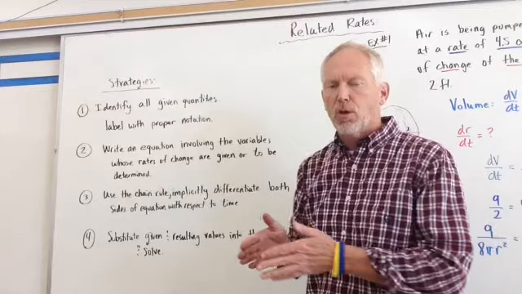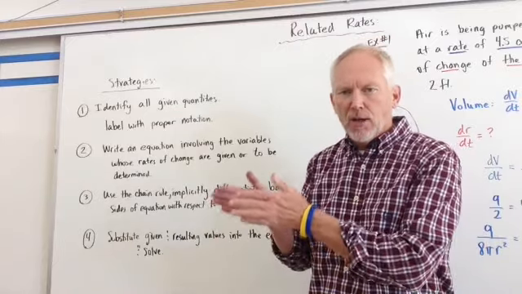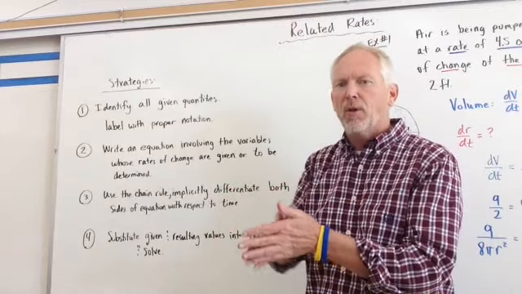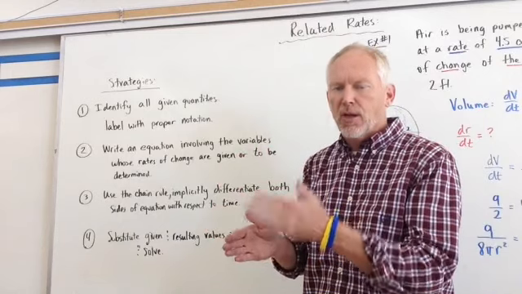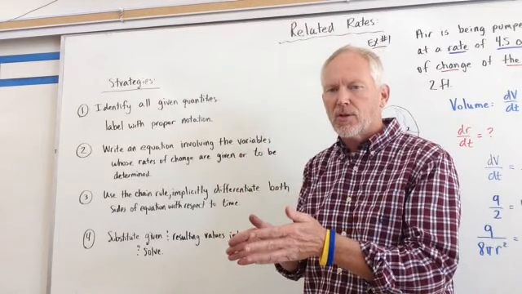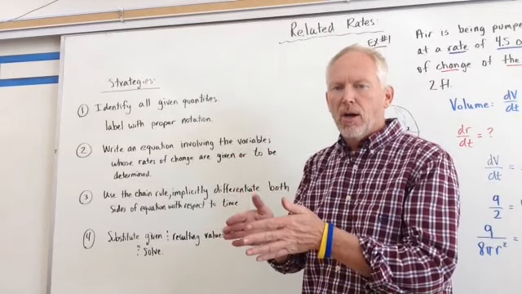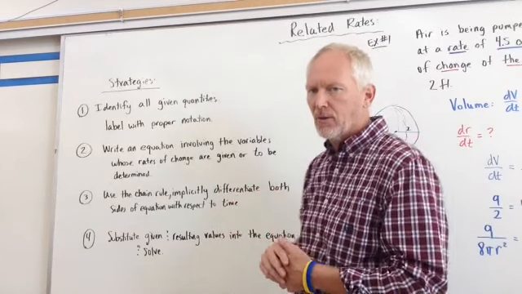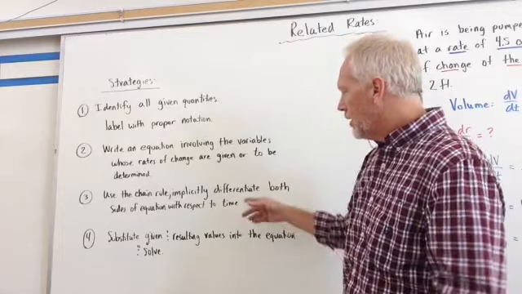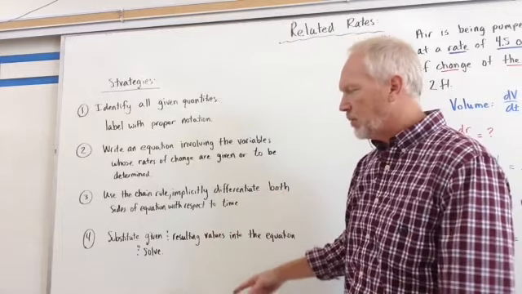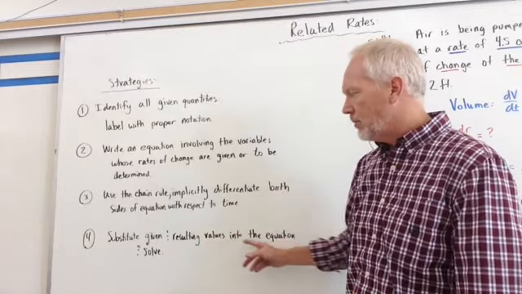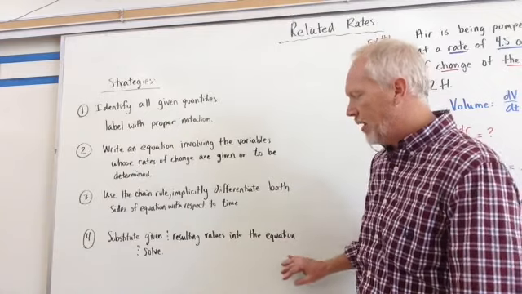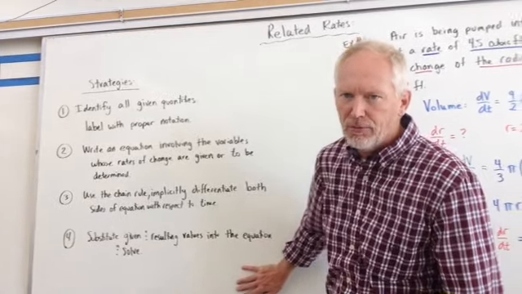What that means is we're going to continue to take the derivative of some variable, but then we're going to tack on, if we're taking the derivative of the radius, for instance, multiply by dr/dt. That's what the chain rule implies. That's the implicit chain rule, applied to both sides of the equation with respect to time. Then we're going to substitute given and resulting values into the equation and solve.